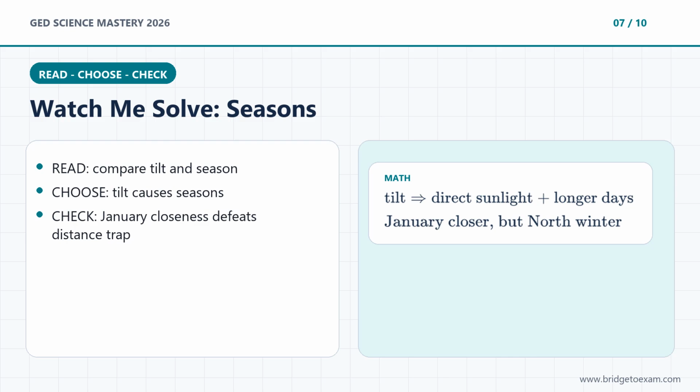Read. June has the north tilted toward the sun in summer. December has the north tilted away in winter. Earth is closer to the sun in January. Choose. Seasons are caused by axial tilt, not distance. The tilted toward hemisphere gets more direct sunlight and longer days. Check. If distance caused seasons, January should be warm in the north, but it is not.